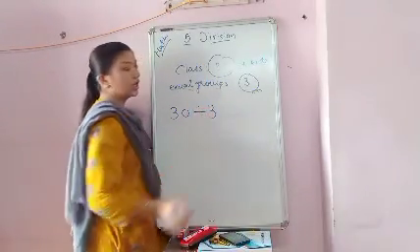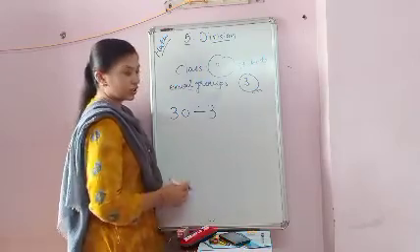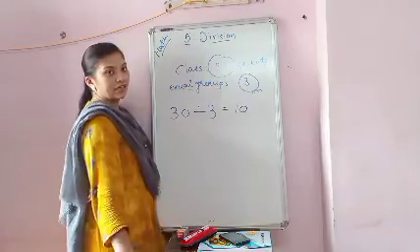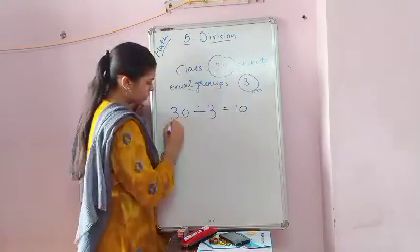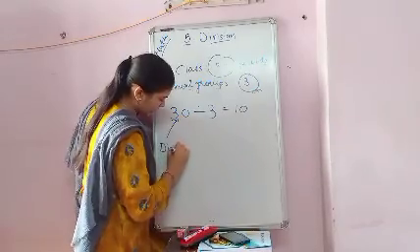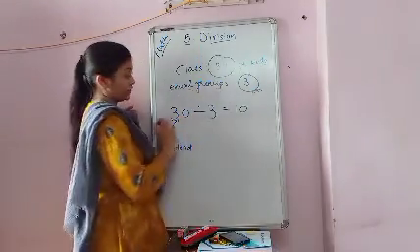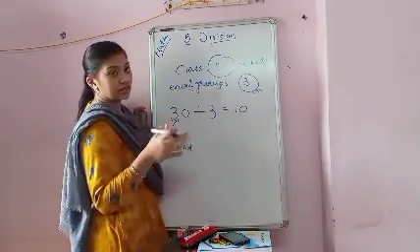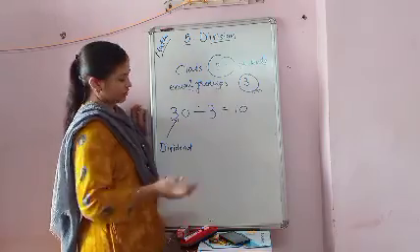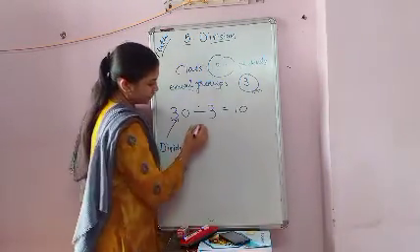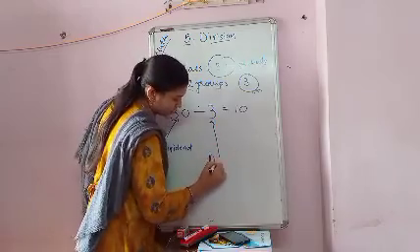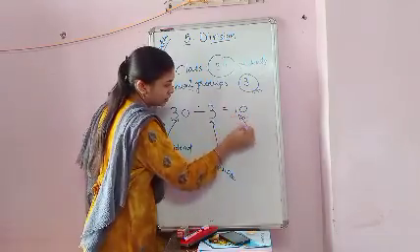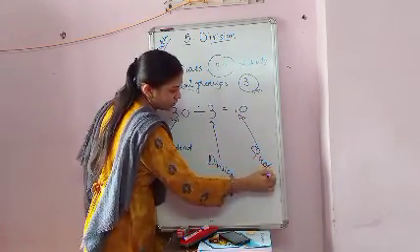So 30 divided by 3 equals 10. So what is the name of them? This is the dividend. Whenever you are writing this way, you must know the names. Like we did in addition with addend and sum, like that, there will be a dividend. This is the divisor. And this is the quotient.